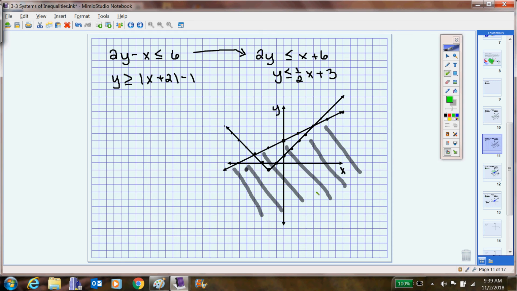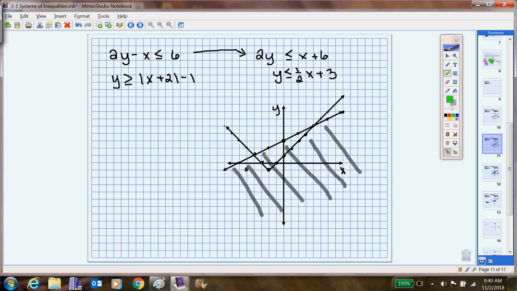And then there's a matter of where do we shade it. When we had a greater than, where do we shade it? Below it or above it? What do we think, below or above? For this part of the graph only, just the V part, are we shading below it or above it? Above it, greater than, up above.